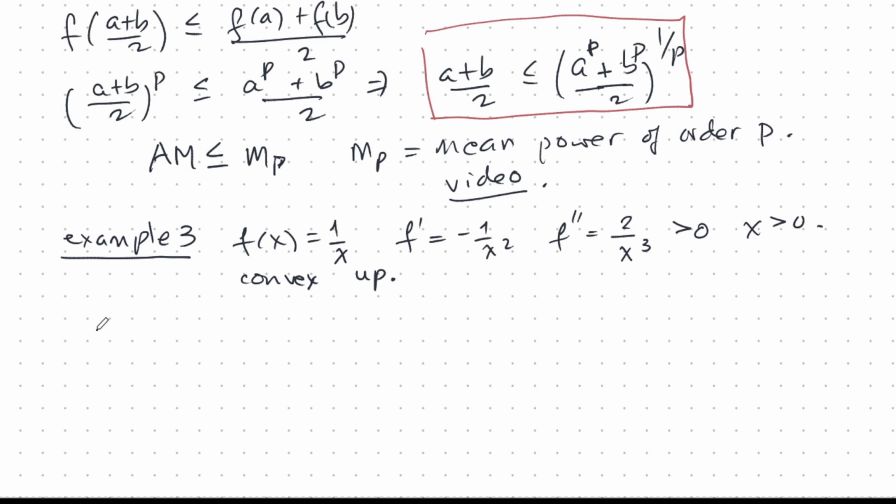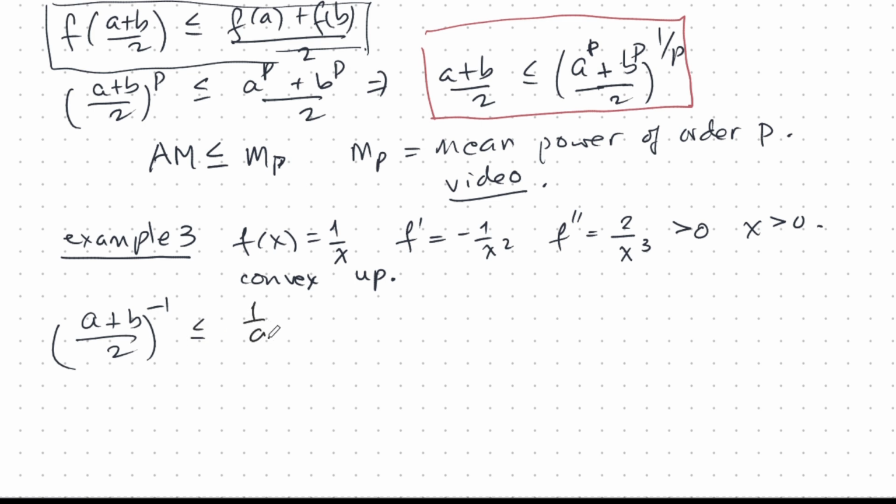And what does this give us? Well, I go back here and I use my convexity inequality and I plug this in. I have (a plus b) over 2, and this is inverse because my function is 1 over x, less than or equal to (1 over a plus 1 over b) over 2.